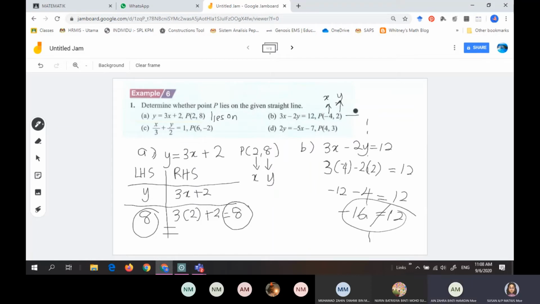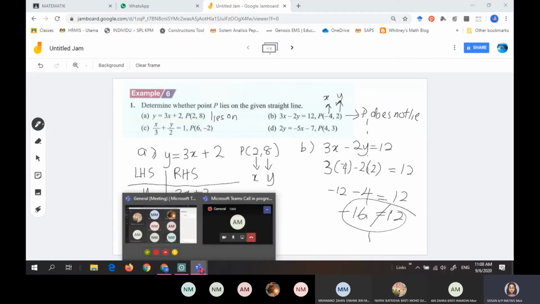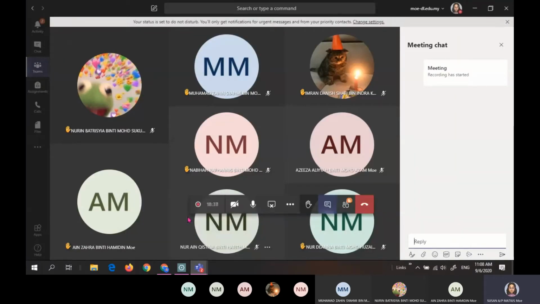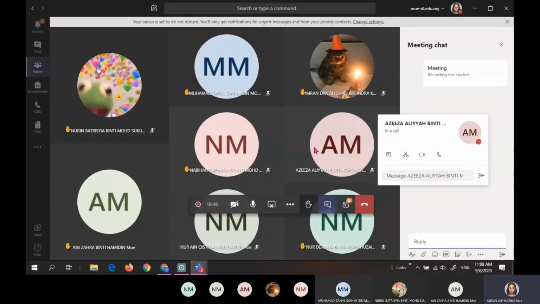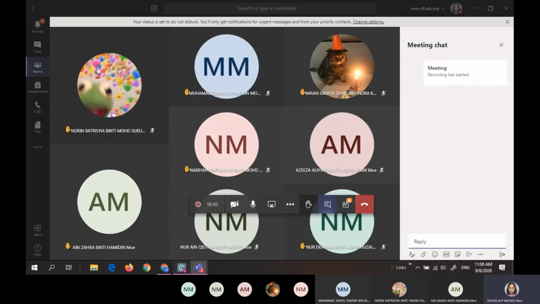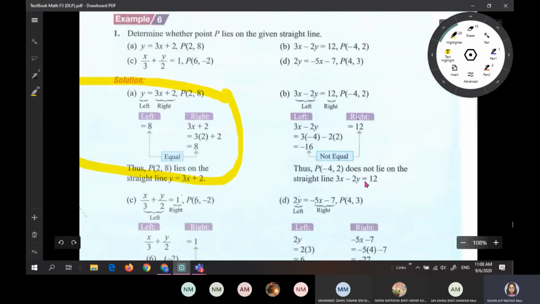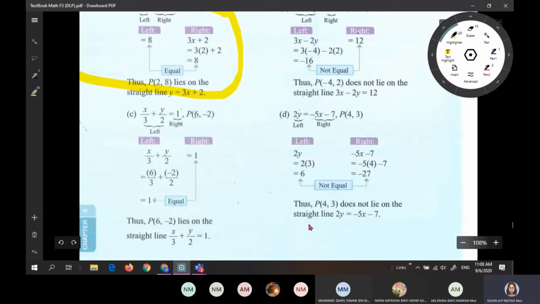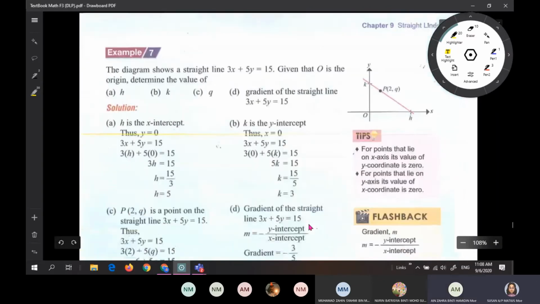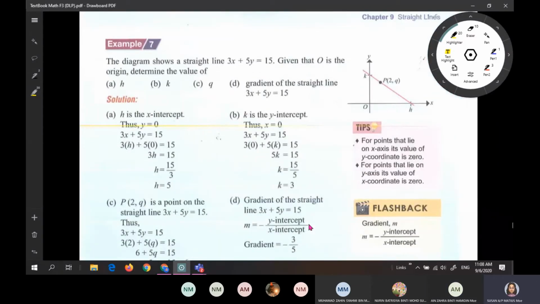It means P does not lie on the straight line 3x minus 2y equals 12. This is how you do it. Basically this is just a trial method. When you do this, you will understand whether the point is on the line or not. Teacher explained A and B, so I would like you also to read question C and D and try to understand them. Let's look at example 7 now.